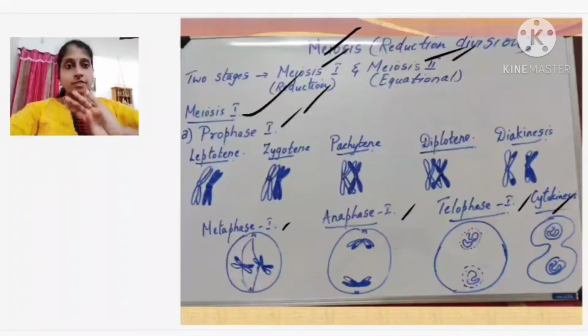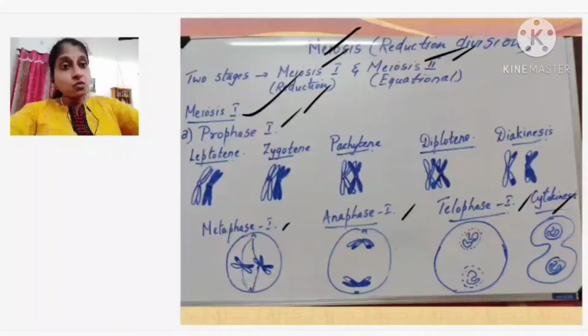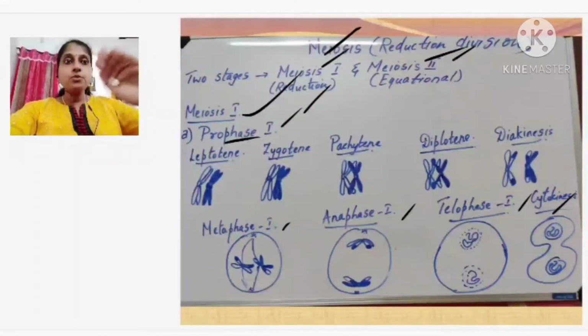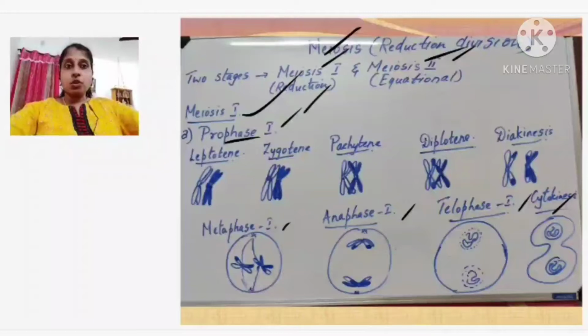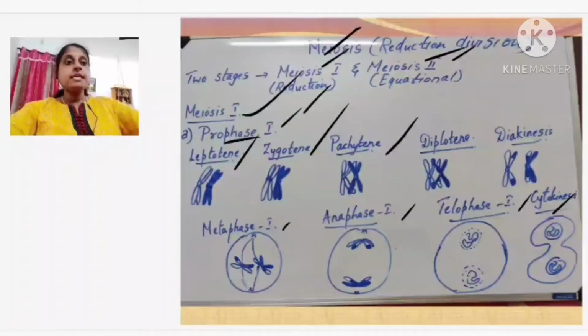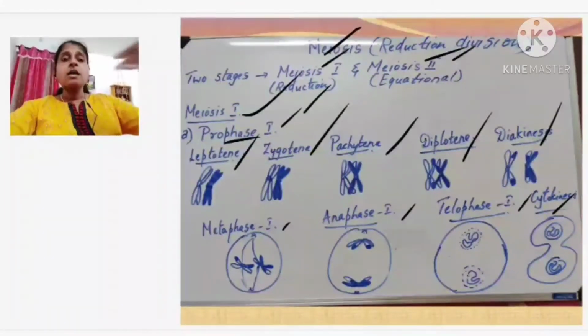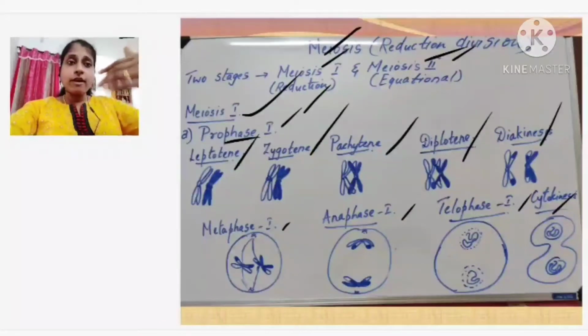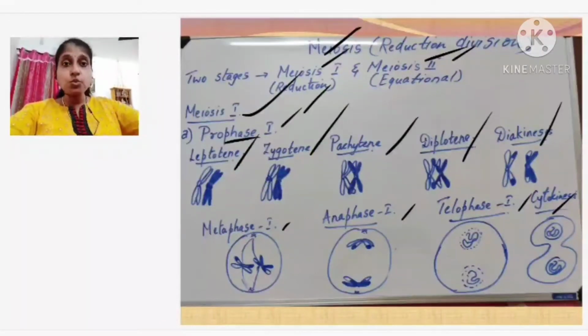Prophase, metaphase, anaphase, telophase we have already covered. Now here there are some changes. What is that? See, this prophase 1 is divided into 5 more stages. What are they? Leptotene, zygotene, pachytene, diplotene, diakinesis. These are the 5 stages of prophase 1. What is happening in these 5 stages? That is what we are going to discuss.